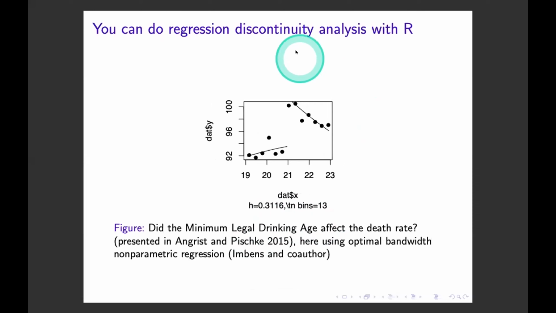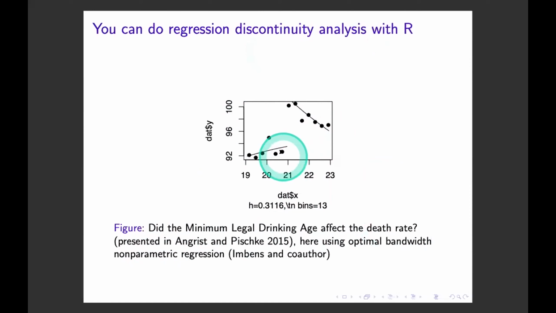One of the examples of quasi-experimental work is regression discontinuity, and the number of packages in R with which you can do it, and some of the things you can do with these packages, are just very interesting. So this is related to the question: did the minimum legal drinking age, 21, affect the death rate in the US?